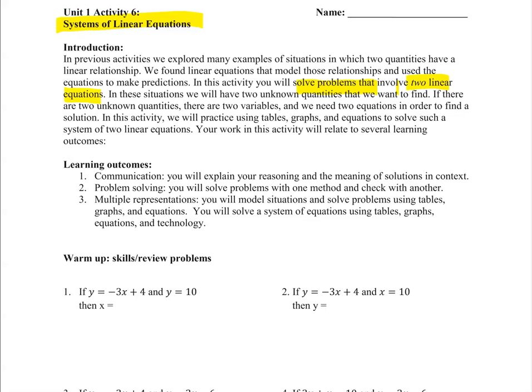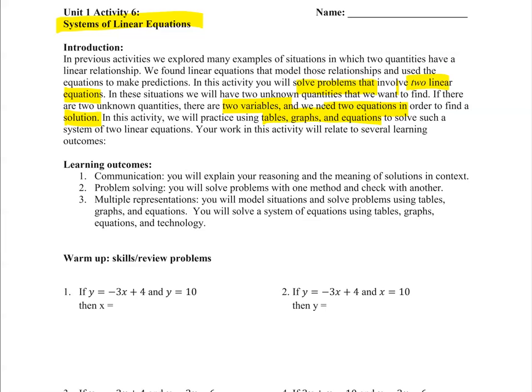In these situations, we will have two unknown quantities that we want to find. If there are two unknown quantities, there are two variables, and we need two equations in order to find a solution. Again, we're going to need two equations to find a solution with those two variables. In this activity, we will practice using tables, graphs, and equations to solve such a system of two linear equations.